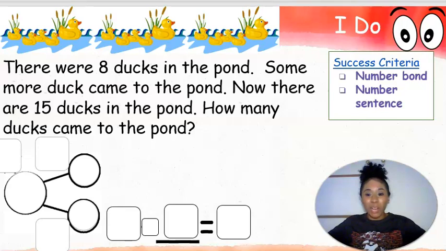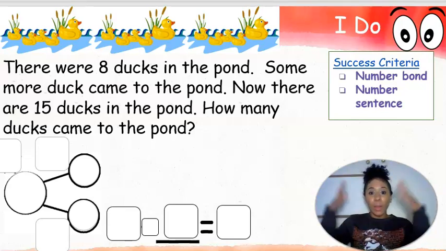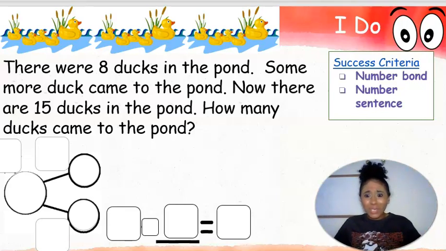Now, when I solve this problem, I like to think about what's happening in my story. I know that there were 8 ducks in the pond, and then more ducks came to the pond. Because more ducks came to the pond, I know that my number is going to get bigger. In my story, it even said it. It said now there are 15 ducks in the pond. Well, because my number got bigger, I know that means I am adding. So I'm going to show you a really cool way that I can use whenever I'm figuring this out. I'm going to use the strategy counting on.